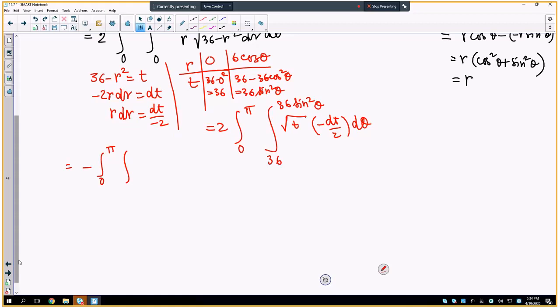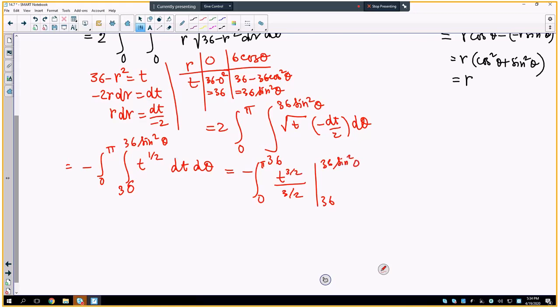And I'm so sorry. So square root of t, you can think of that as t to the power 1/2. And your limits are 36 to 36 sine square theta, dt d theta. So let's do the antiderivative now. So you get minus 0 to pi, t to the power 1 half will become t to the power 3 halves over 3 halves, and limits are 36 to 36 sine square theta and d theta.